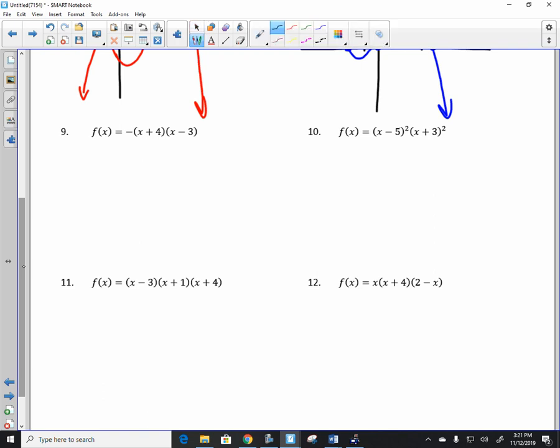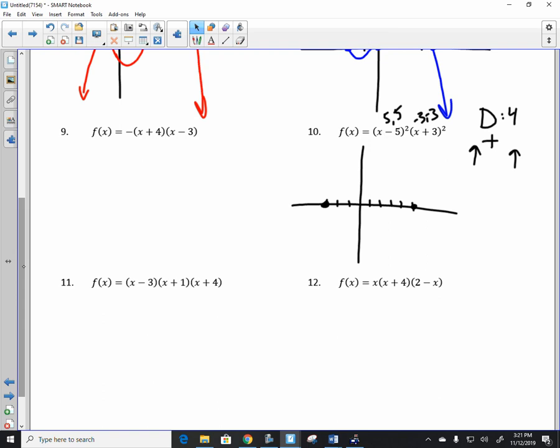Number 10, the degree is 4. It is positive, so it means it ends up. Since it's even, it starts and ends in the same direction. I have solutions of 5 and 5. -3 and -3. So I'm going to mark out 5, -3, -3. And those are both double roots. So it's going to start up here. It comes down, it bounces off, and then it bounces off again. That's what that graph looks like.